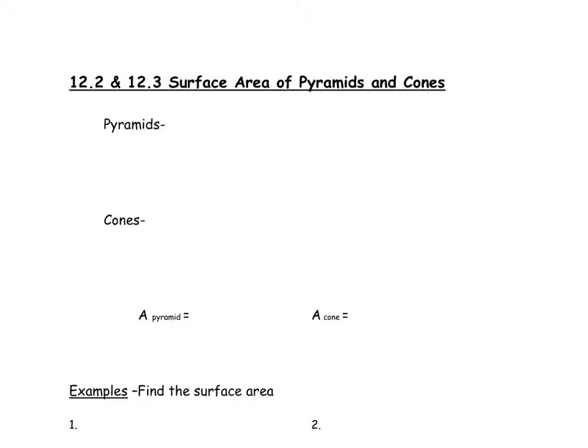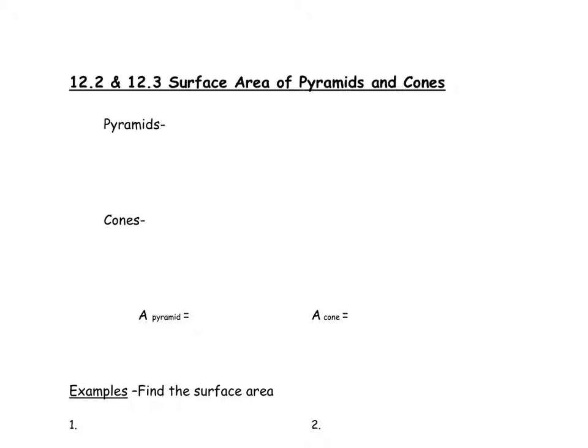Today I'm going to teach you about how to find the surface area of pyramids and cones. Now, yesterday we labeled all of the different shapes as either prisms or pyramids, and then cylinders and cones. We talked about prisms and cylinders on Friday, and then today we're going to talk about the ones that actually come to a point, which are the pyramids and the cones.